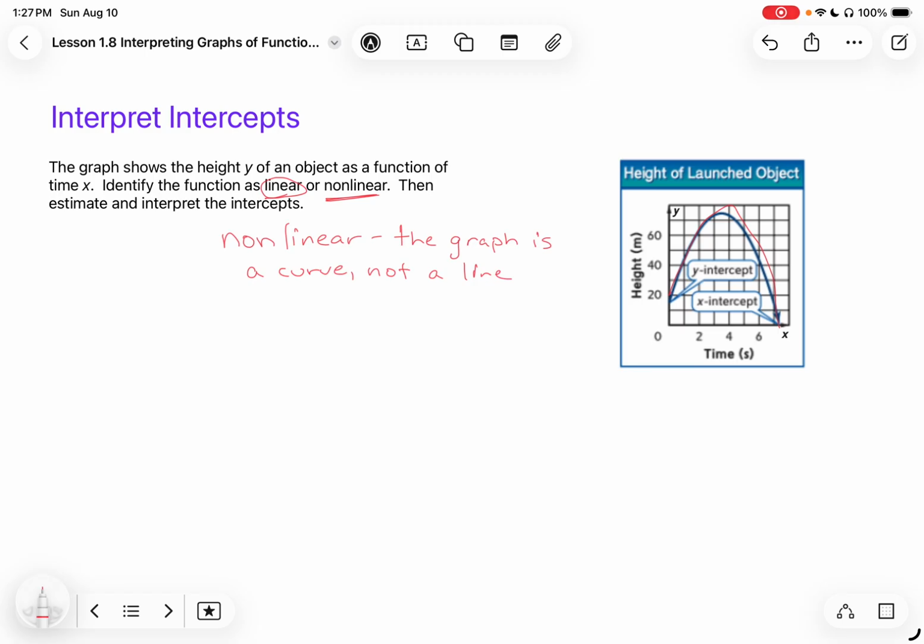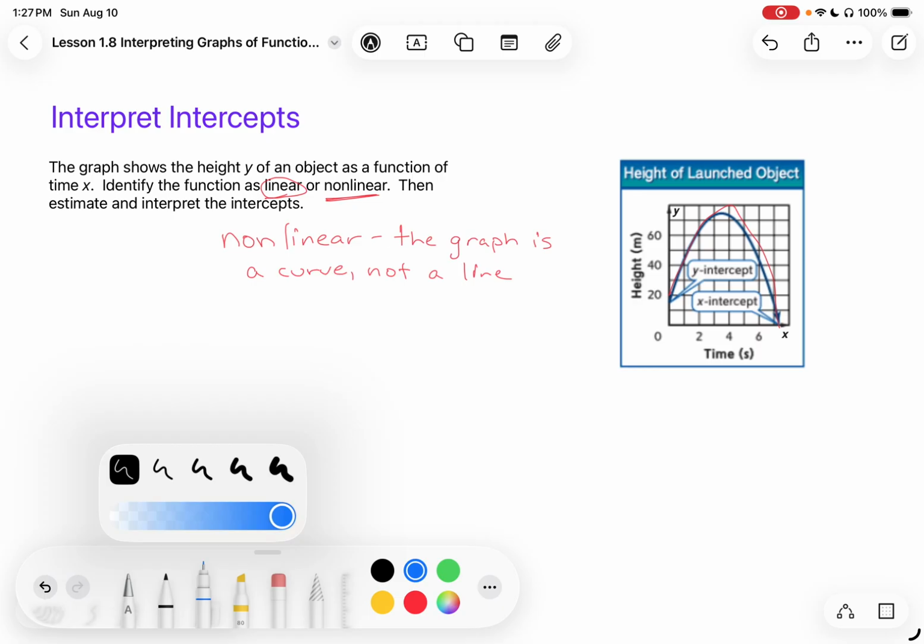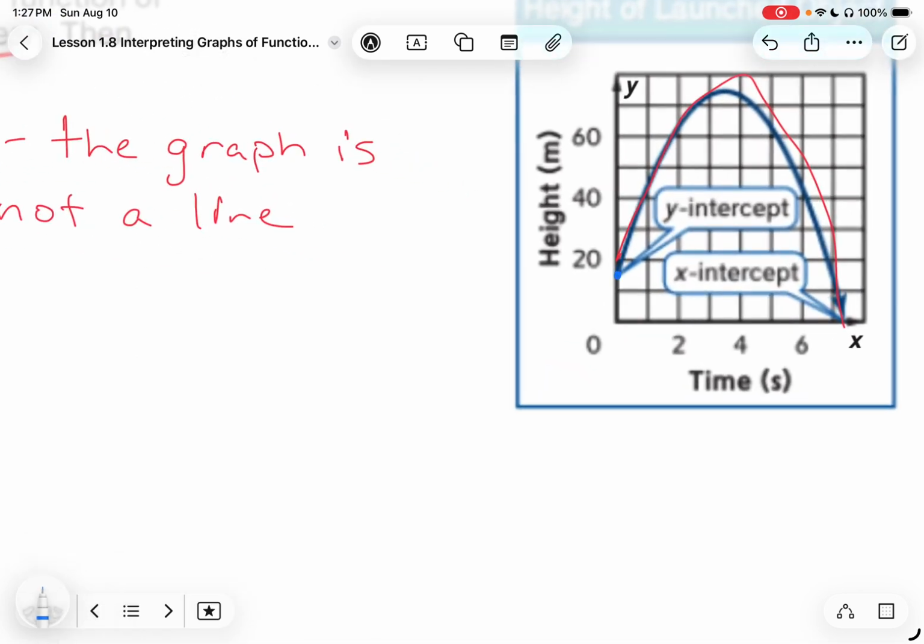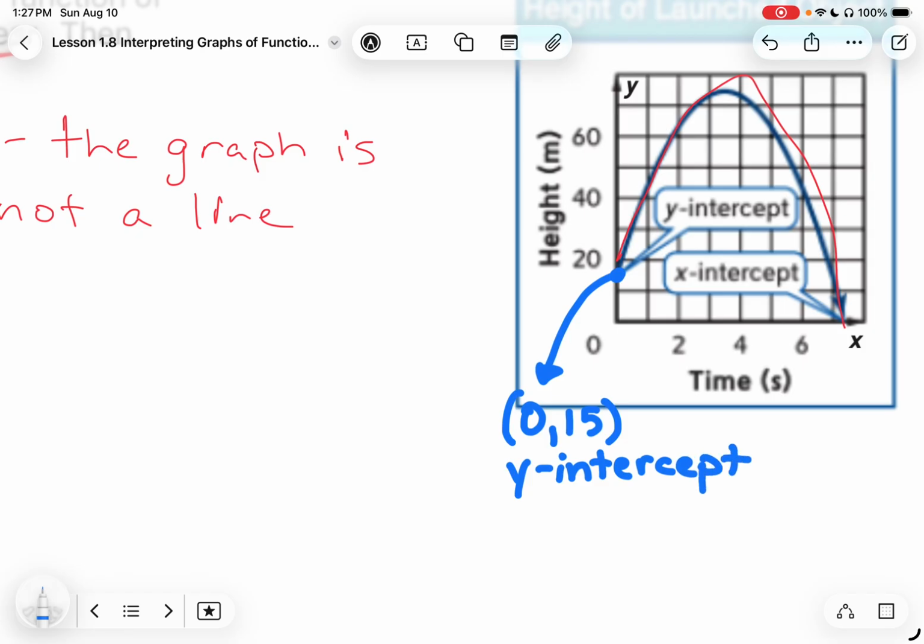Great. Okay, so now let's take a look at the two intercepts. We're going to estimate values for them, and then we're also going to describe what they mean in context. So let's start with the y-intercept, which is right here. The graph is really not detailed enough for us to tell exactly what the y-intercept is, but if I had to guess, I would say it's about 15. It looks like that's right in between 10 and 20. So I'm going to estimate that the y-intercept is (0, 15).